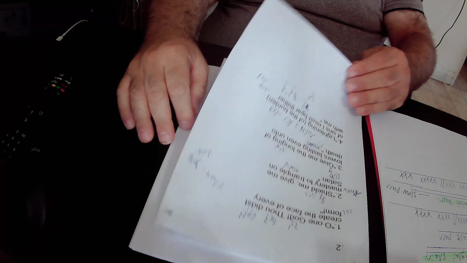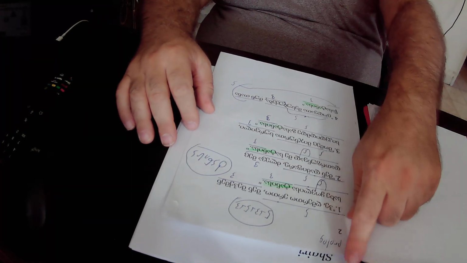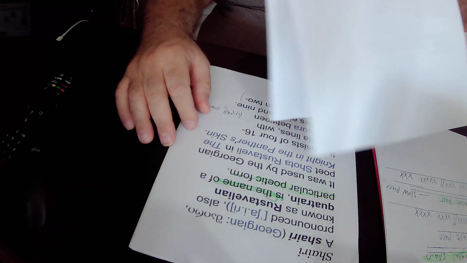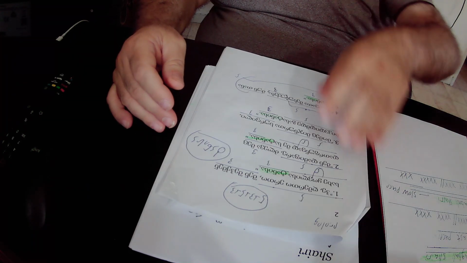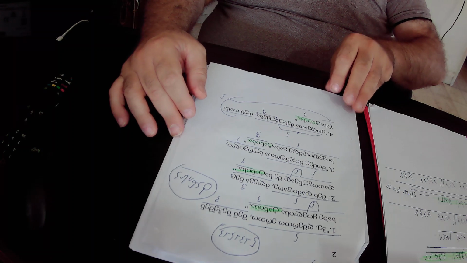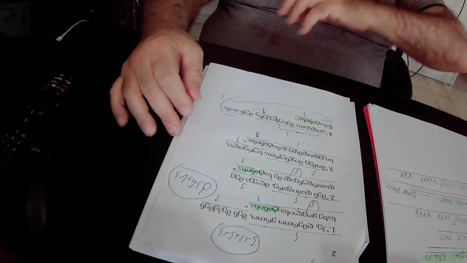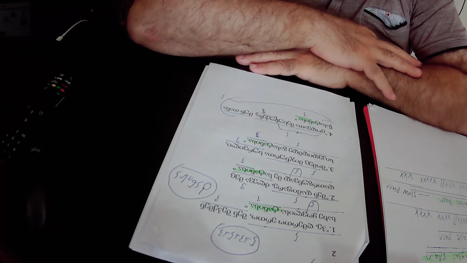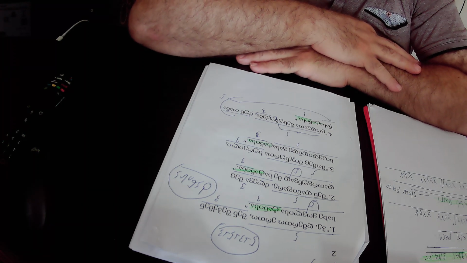Okay, now I'll read the stanza in the original language, and we'll see on how many letters of the last word the poet repeats. The stanza in the original language, stanza number 2, is as follows.